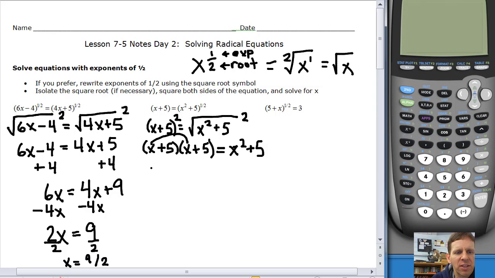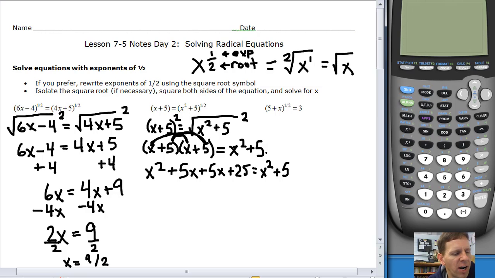So we're going to do x times x is x squared. X times positive 5 is 5x. In the middle, 5 times x is also 5x. And on the last part, we do positive 5 times positive 5, which is 25. On the right side of the equation, we still have that x squared plus 5. And now we're just going to try to solve for x.